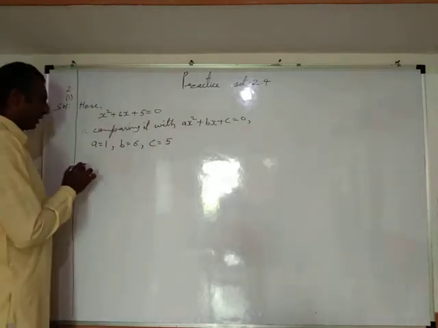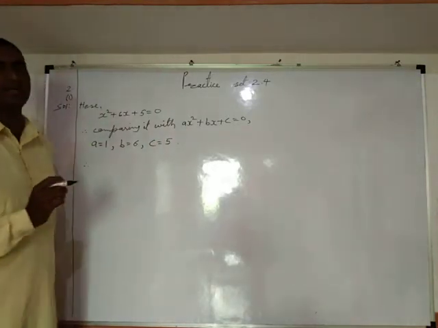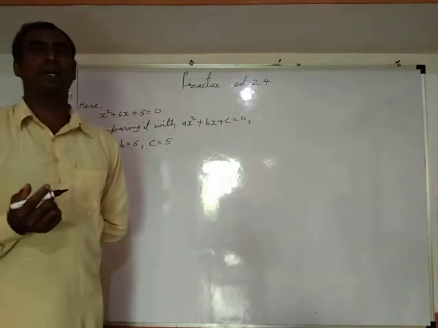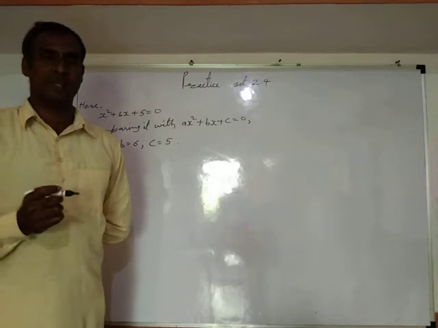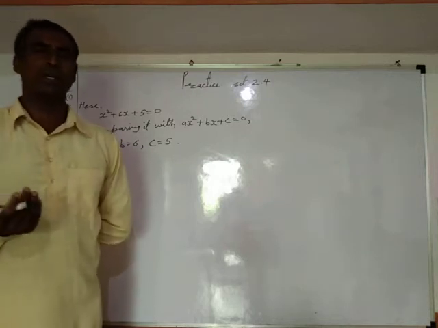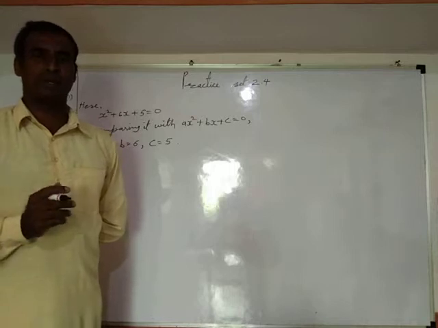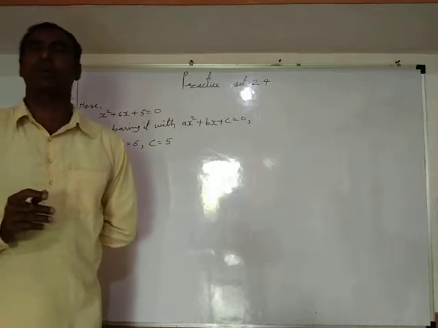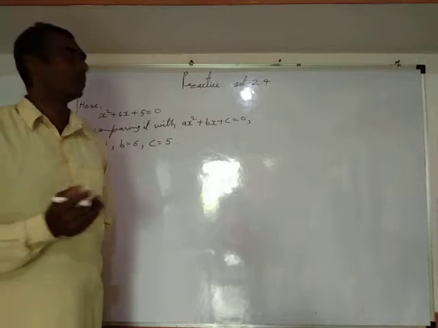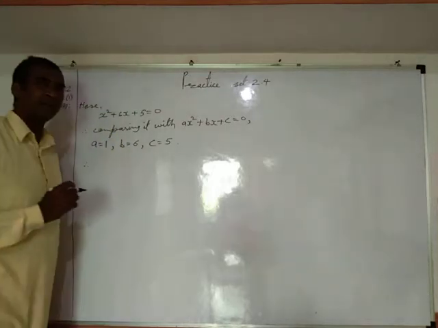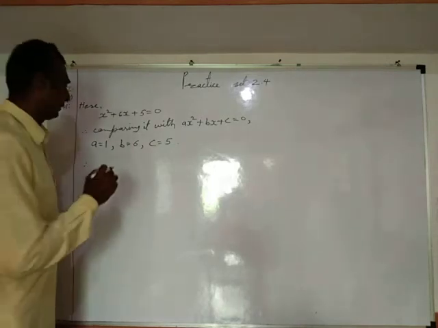Okay, and as we are interested to solve this equation by formula, we know that if ax square plus bx plus c equal to 0 is a quadratic equation, then x equals minus b plus or minus under root b square minus 4ac upon 2a. This is the formula to solve a quadratic equation. For that, first of all let us find b square minus 4ac.